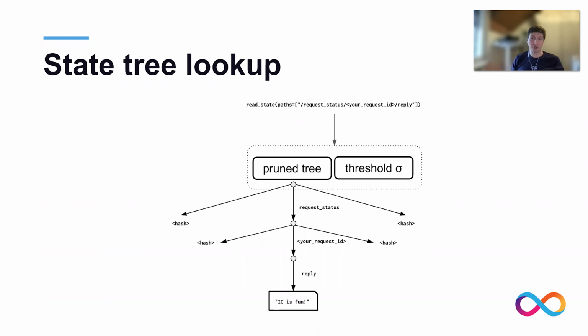The tree state can be huge, with hundreds of thousands of requests in there, right? But you will only see a small portion of it, just the data you wanted to see, and everything else will be pruned. But you can verify the authenticity of the data by computing the root hash of the Merkle tree and comparing the hash against the threshold signature.